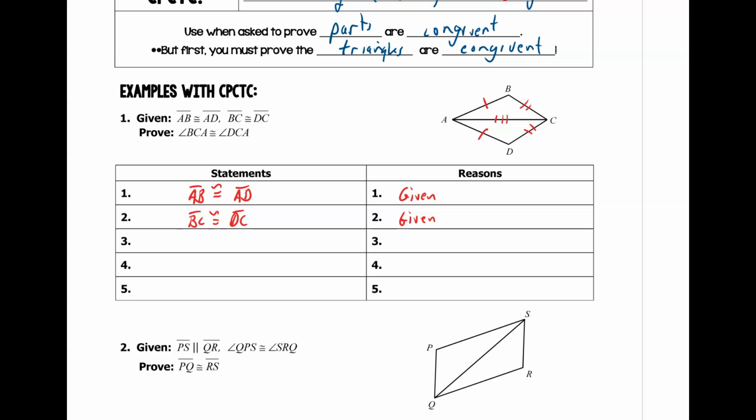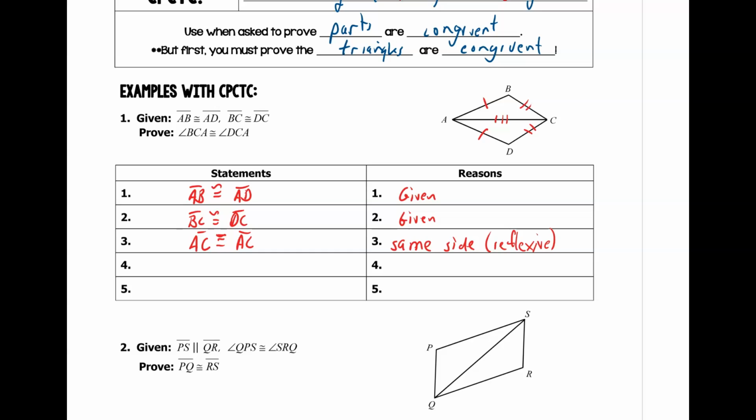Those are both the first two things that are marked on the diagram, but I also marked that AC is congruent to itself. And remember, we have a couple ways that we can say why that's true. We can just say that it's the same side. We can also say the reflexive property. Either one of them is okay. You don't have to write both. I'm just showing you both options.